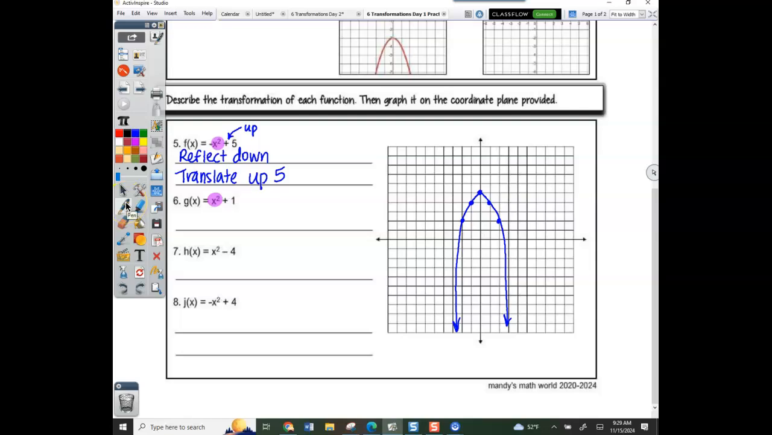It's going to be opening up like normal, which means you don't have to necessarily write it. But it is going to translate up 1. So it's the mother function opening up, going up 1. This is going to get crazy.